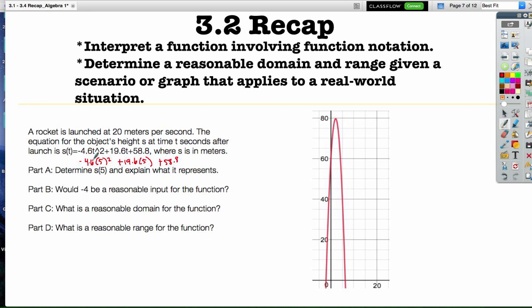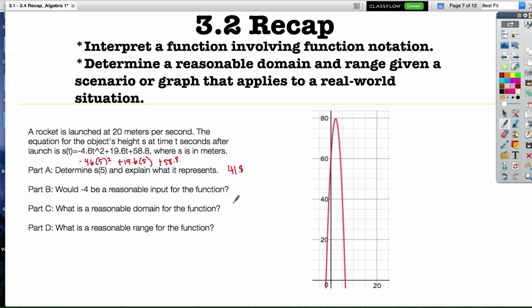you should come out with, give me just a moment, negative 4.6 times 5 squared plus 19.6 times 5 plus 58.8. We got 41.8. So that's telling us that roughly 5 seconds after the launch, it is at 41.8 meters.